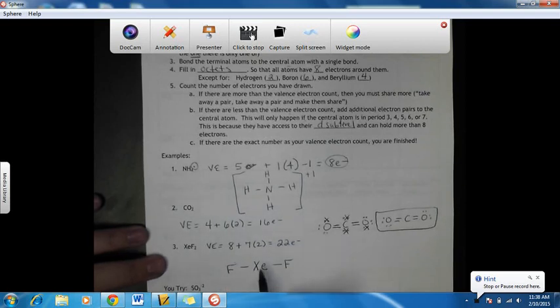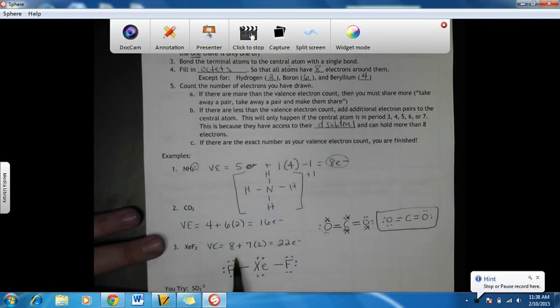Then we have to give everybody an octet. Again, start with the center. 2, 4, 5, 6, 7, 8. And then we do the fluorines. 2, 4, 6, 8. Same on the other side. We have 2, 4, 6, 8. Now we count. 2, 4, 6, 8, 10, 12, 14, 16, 18, 20.